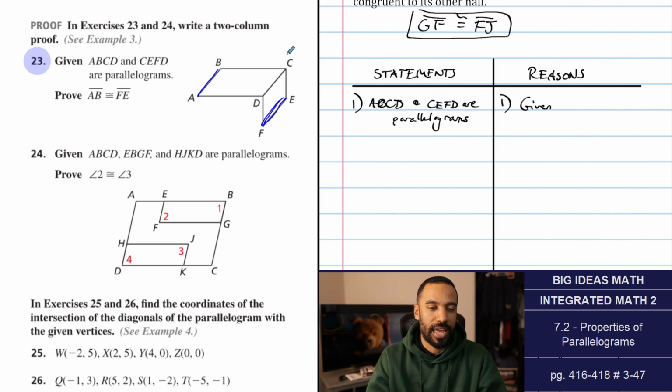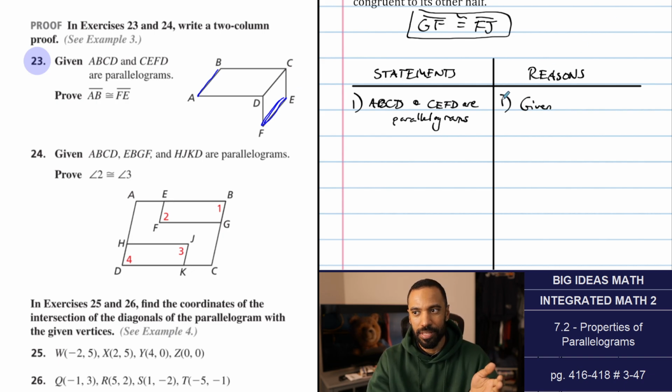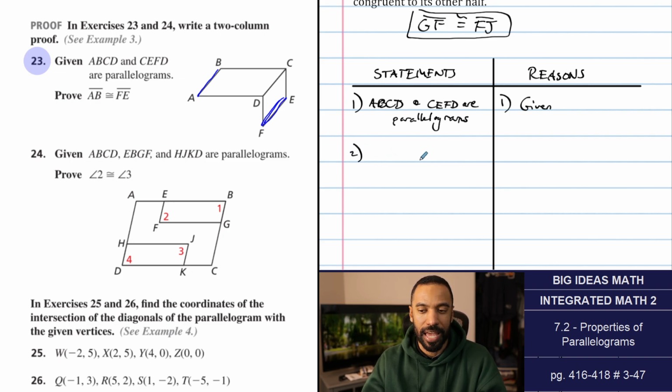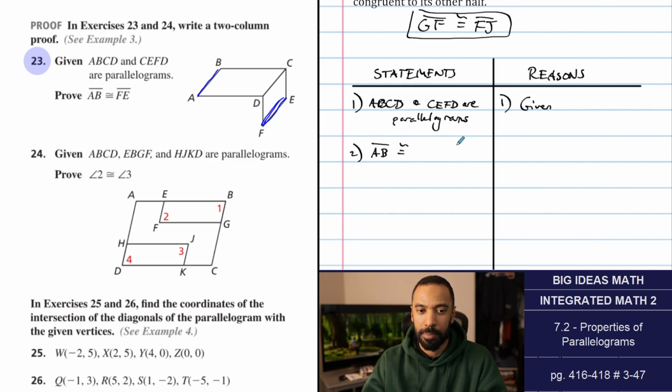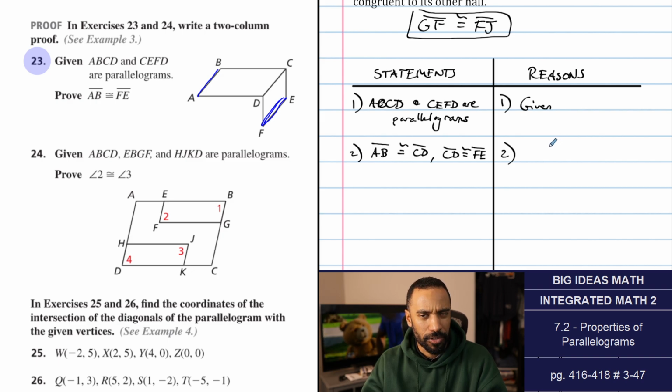So what we have to do is show that CD exists in both of these things. I mean, not necessarily show that, but talk about where congruency exists in that. Because they're both parallelograms, opposite sides in a parallelogram are congruent. That means segment AB is congruent to segment CD, and segment CD is congruent to segment FE. That is a property of a parallelogram. They give a theorem name, opposite sides theorem.